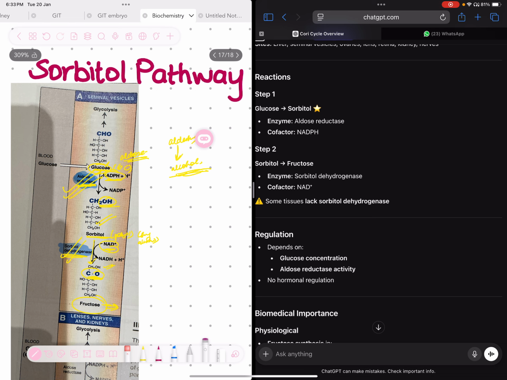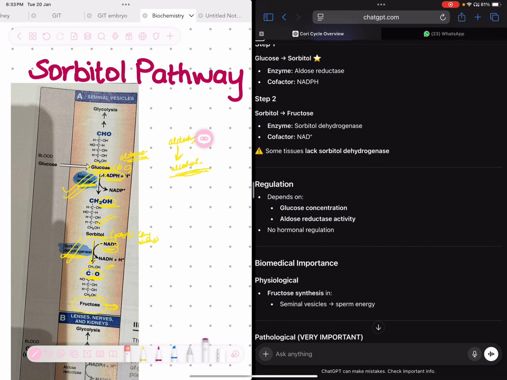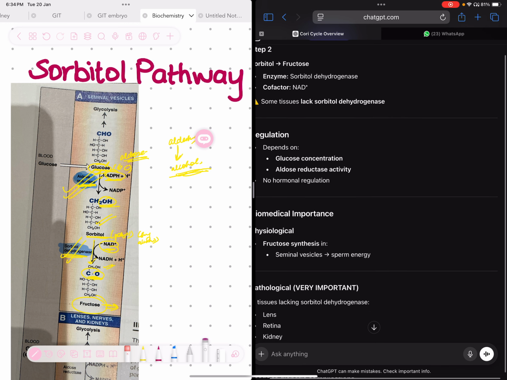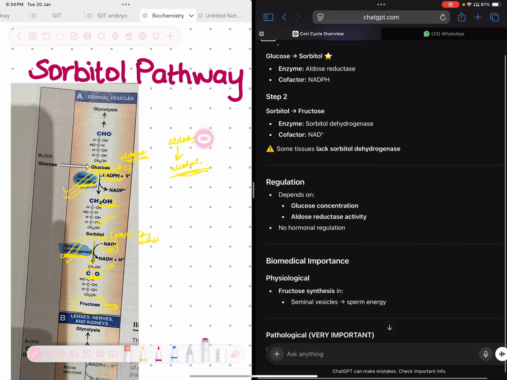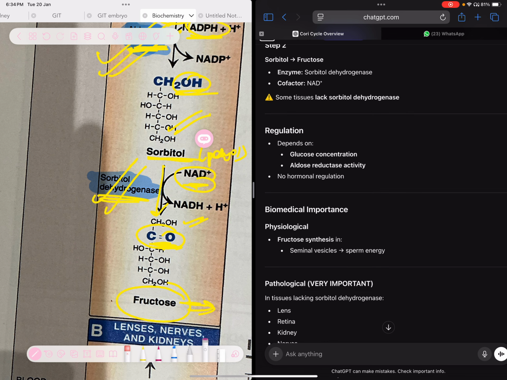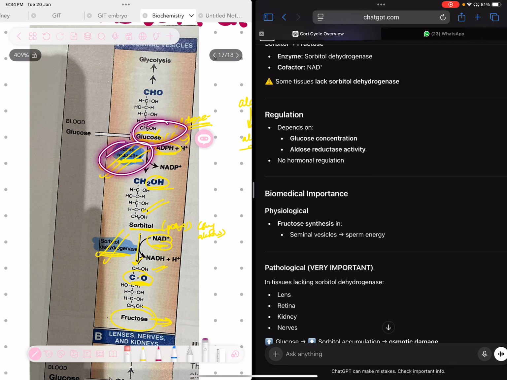So these are the steps. First, glucose converts to sorbitol by aldose reductase, and the cofactor is NADPH. Then sorbitol to fructose, and for that you need sorbitol dehydrogenase and NAD positive. Some tissues lack sorbitol dehydrogenase. There are only three which have it: liver, ovaries, and seminal vesicles. Regulation depends on glucose concentration and aldose reductase activity, and there's no hormonal regulation.